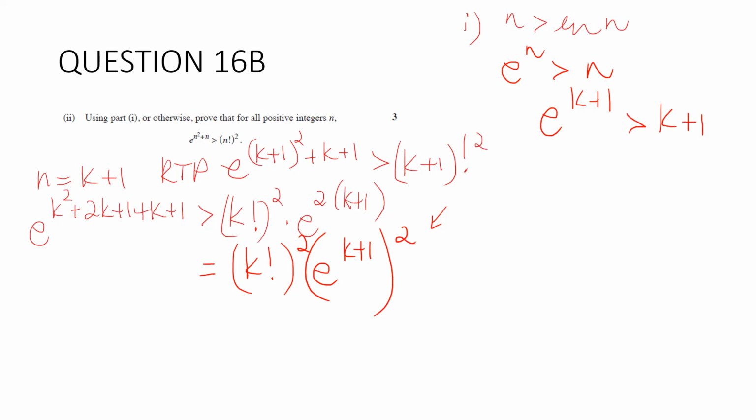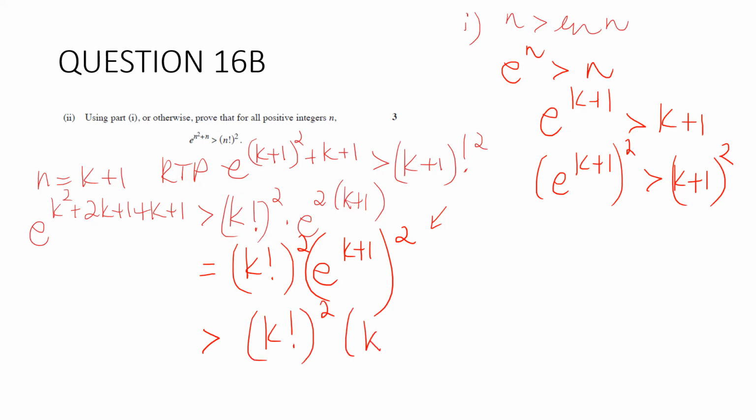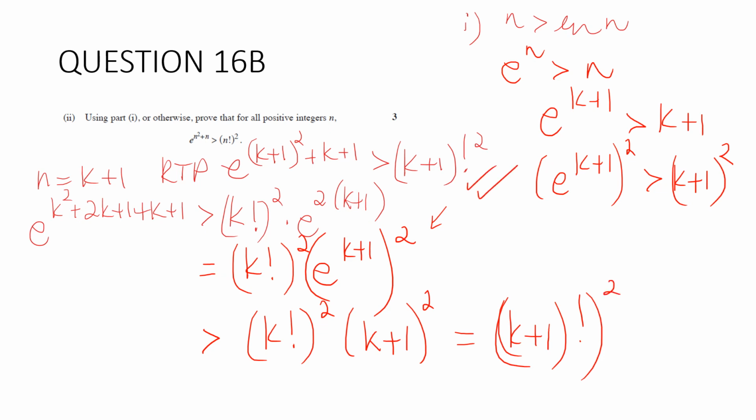And because everything's positive there, e to the k plus 1 all squared must be greater than k plus 1 all squared. So this is greater than k factorial all squared, k plus 1 all squared, which is equal to k plus 1 factorial all squared, as we were required to prove. So therefore, by the principle of mathematical induction, true for all n.